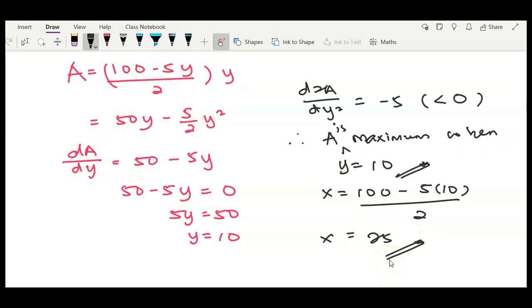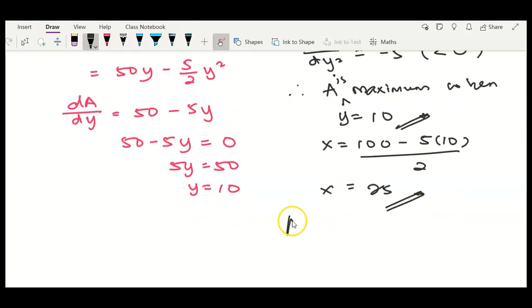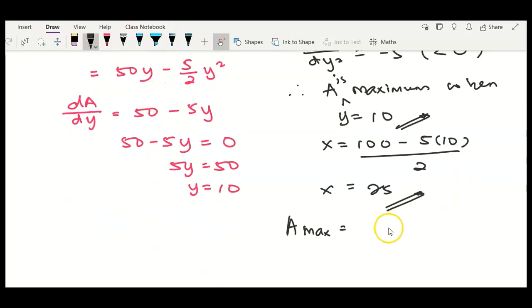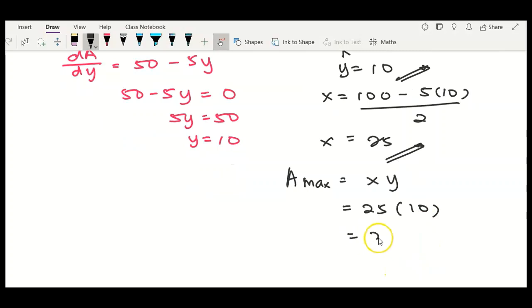And then you need to get the A maximum. To get the A maximum, I'm going to consider this expression, A equals xy. A equals xy. Alright, so take your value of x that you got just now, 25, multiplied by y, which is 10. And this is 250. This is the answer for the A maximum, or maximum value of A.